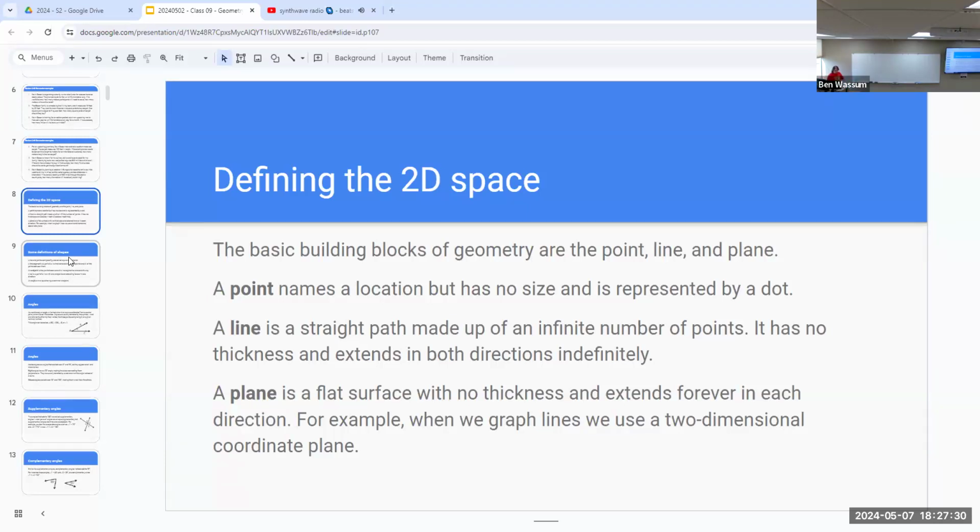We just draw a straight line on a paper to represent our view of it. And then you have a plane. A plane is a flat surface with no thickness and extends forever in each direction. For example, when we graph lines, we use a two-dimensional coordinate plane. When you do the two axes, the X and the Y, and you do little check marks along them, that is a plane. And it's a coordinate plane in that we are just giving ourselves perspective of where we are.